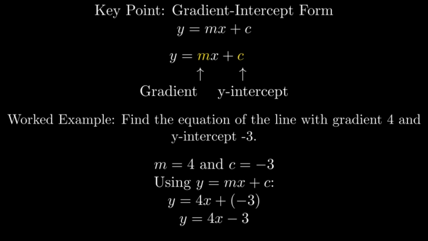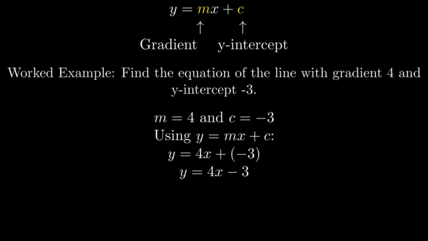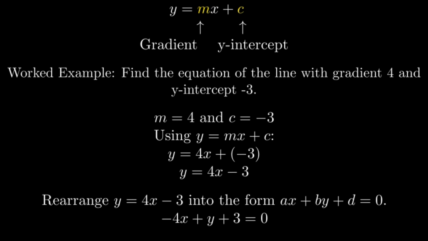Sometimes you'll be asked to write the equation in a different format. For example, we might need the form ax plus by plus c equals 0. To get this, we just move all the terms to one side. Subtracting 4x from both sides and adding 3 to both sides gives us -4x plus y plus 3 equals 0. Excellent. We've now seen how to find intercepts and how to use the gradient-intercept form, which is a powerful tool for describing straight lines.